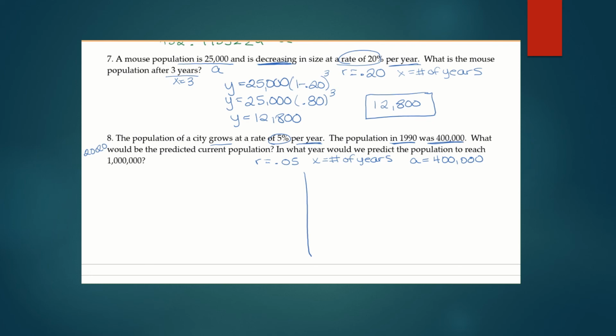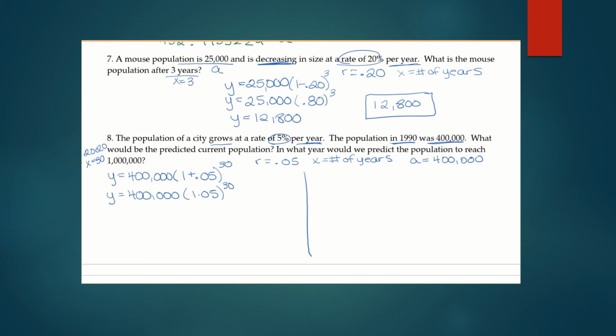Okay. So if we're talking about the current population, we're looking at 30 years past 1990. So we're looking at an X value of 30 that we're going to be plugging into our equation. So our A value to start, we're going to have 400,000. That's our starting point. We're growing, so plus 0.05, raised to the power of 30 years past 1990. Okie dokie. So y equals 400,000 times 1.05 raised to the power of 30.